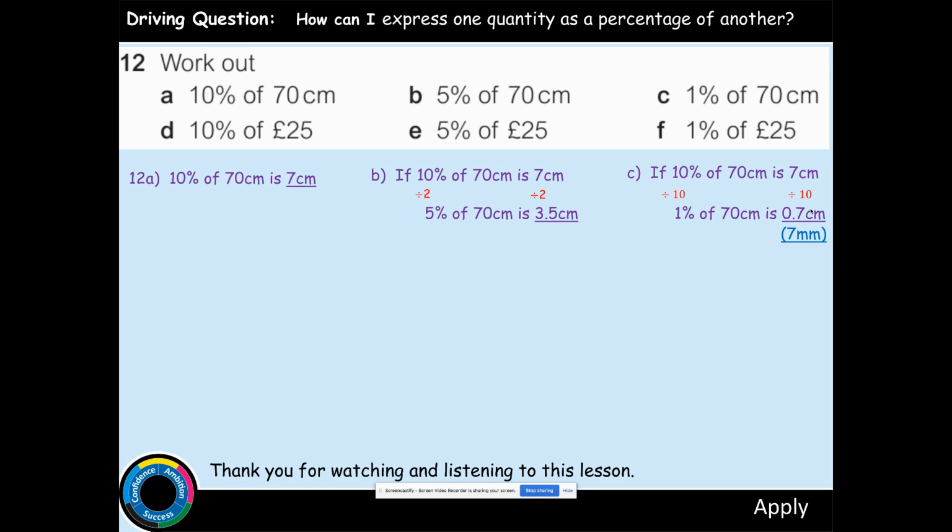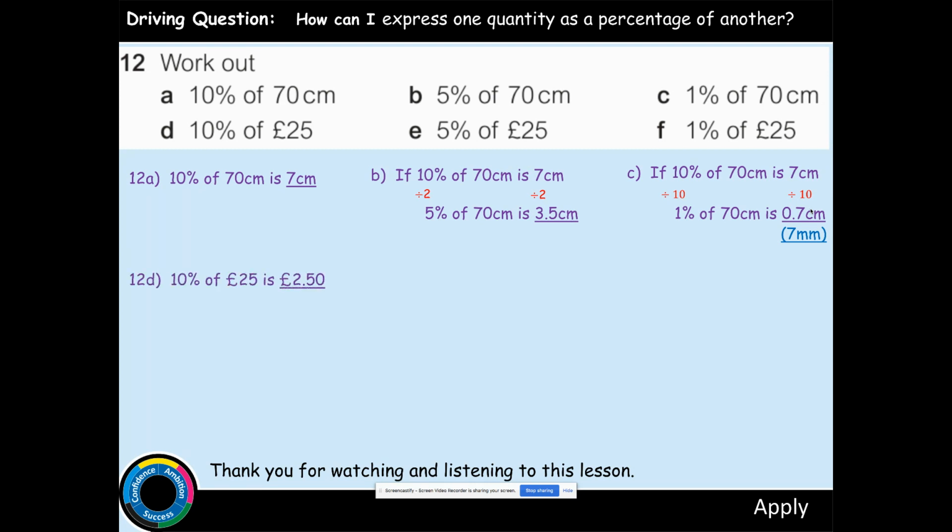Sometimes they might ask you to show it in whole units, which would be 7 millimetres. Remember, there's 10 millimetres to 1 centimetre. So if you've got 0.7 centimetres, that's 7 millimetres. But you didn't have to do that. That's just a little bit extra.